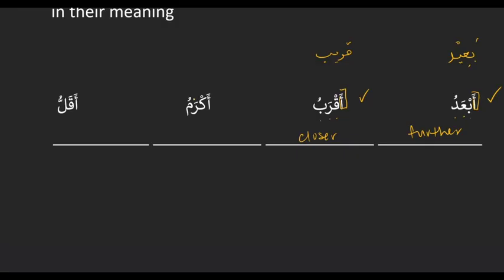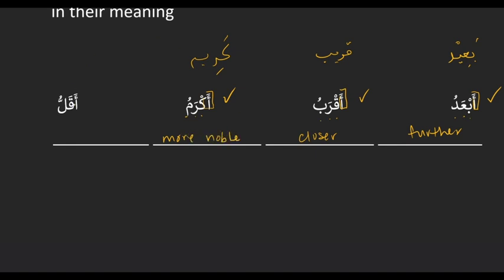Good. What about akram? Hamza followed by 3 letters. That's what makes it comparative. And then we know the word karim, which is generous or noble. So in a comparative pattern, it would be more generous or more noble.